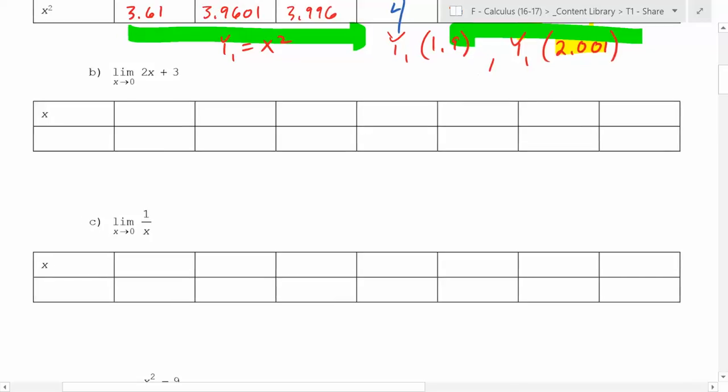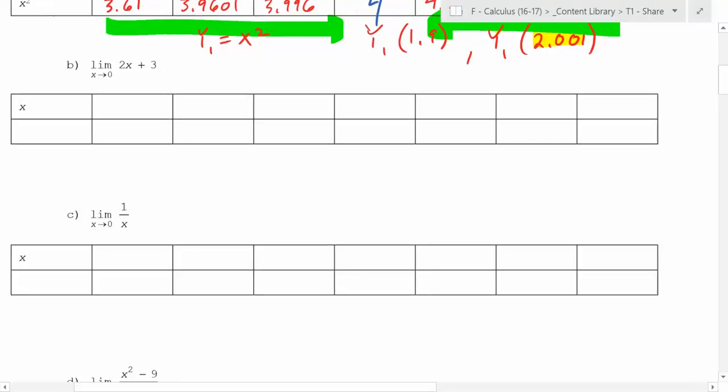What about this one right here? The limit as x goes to 0 of 2x plus 3. What's that going to go to? When x is 0, what's the output going to be? 3. It's going to be 3.